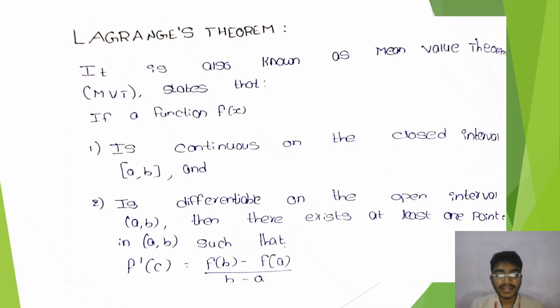And next, Lagrange's theorem. It is also known as the mean value theorem. It states that if a function f of x is continuous on the closed interval a comma b and differentiable on the open interval a comma b, then there exists at least one point c in a comma b such that f dash of c is equals to f of b minus f of a by b minus a.